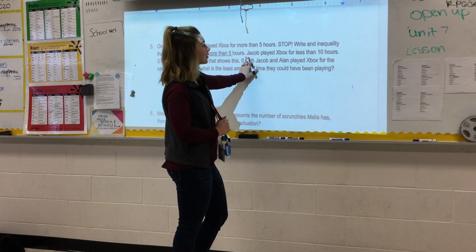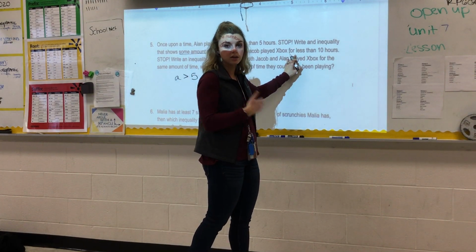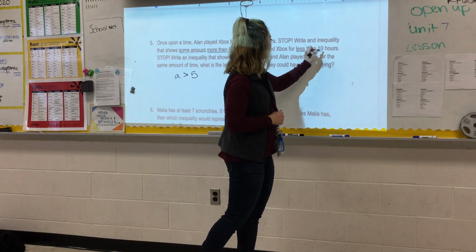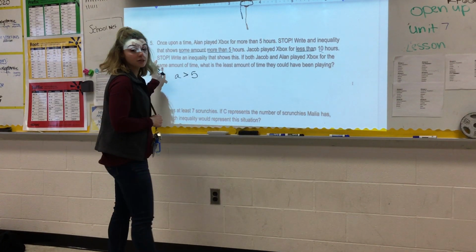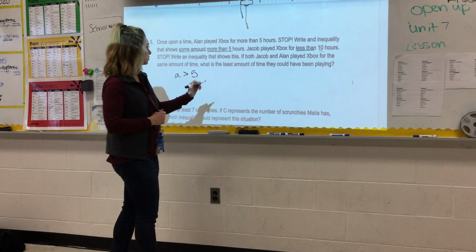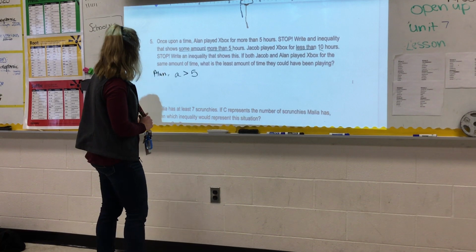Jacob played Xbox for less than 10 hours. Since we're doing inequalities, less than is going to be important. So I'm going to underline less than, and I'm going to underline my 10. And then it says to stop again, because now I'm going to write an inequality that shows this. So this is Alan's inequality.